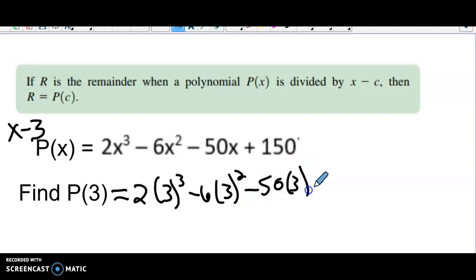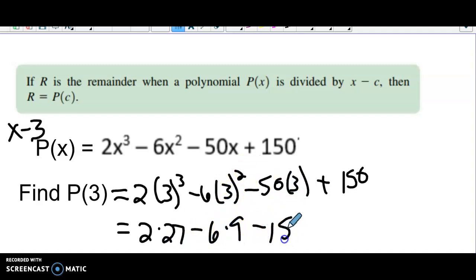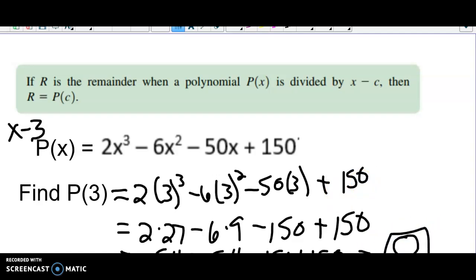Okay, so I'm going to put 3 in for x. You can pause me and try it yourself. 3 cubed is 27. 3 squared is 9. 2 times 27 is 54. 6 times 9 is 54. If I add this together, 54 minus 54 is 0. Minus 150 plus 150. Yep, p of 3 gave me 0. So I wouldn't have had to do all that long division or synthetic division. I would be able to say, yes, x minus 3 is a factor because the remainder is 0.